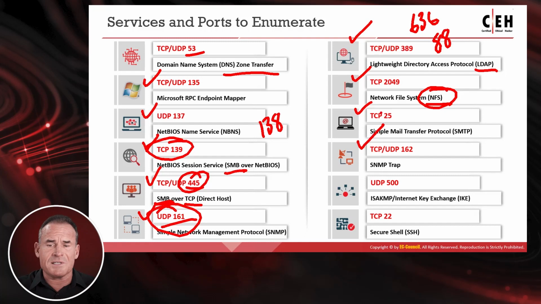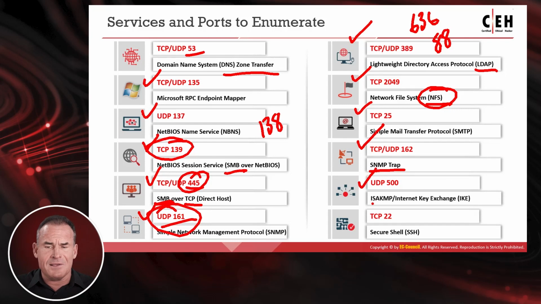TCP UDP 162, SNMP trap. That's used to send notifications when certain thresholds are reached. They're more or less alerts. Those will indicate an SNMP-enabled host, but we don't typically do much with the trap port.